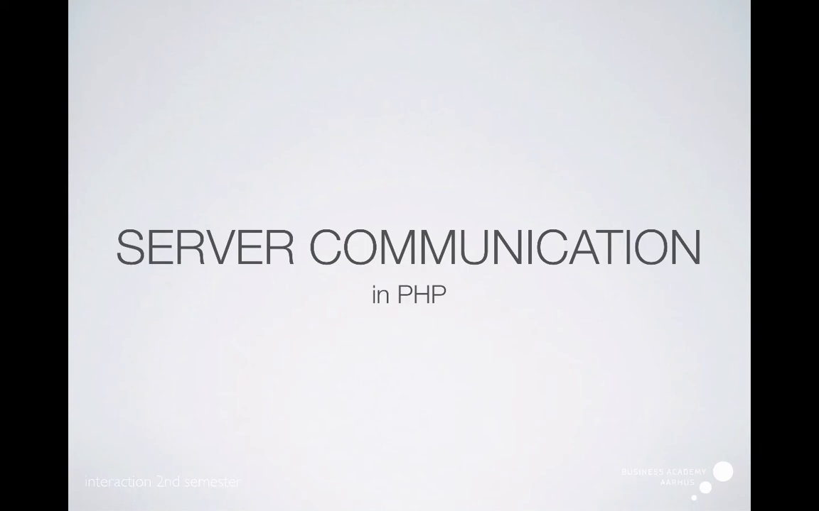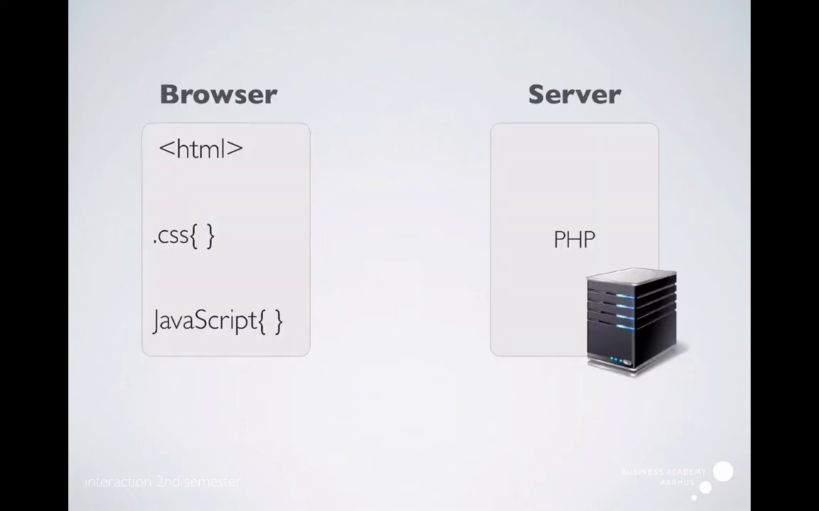This is a short introduction to how communication between browser and server takes place. The browser, or the front end, has all the HTML, CSS and JavaScript, whereas the server has the PHP or other scripting languages, and then perhaps a database. The communication between the browser and the server can be viewed as a request and as a response.